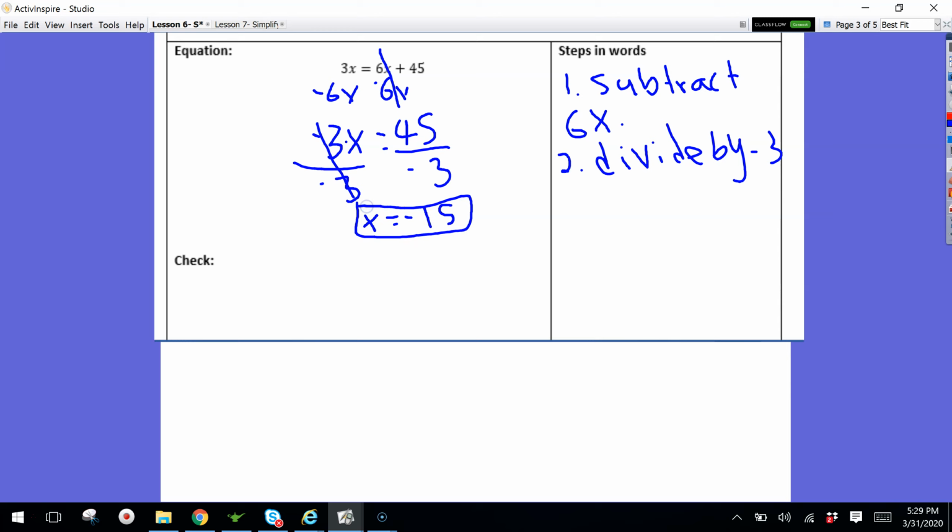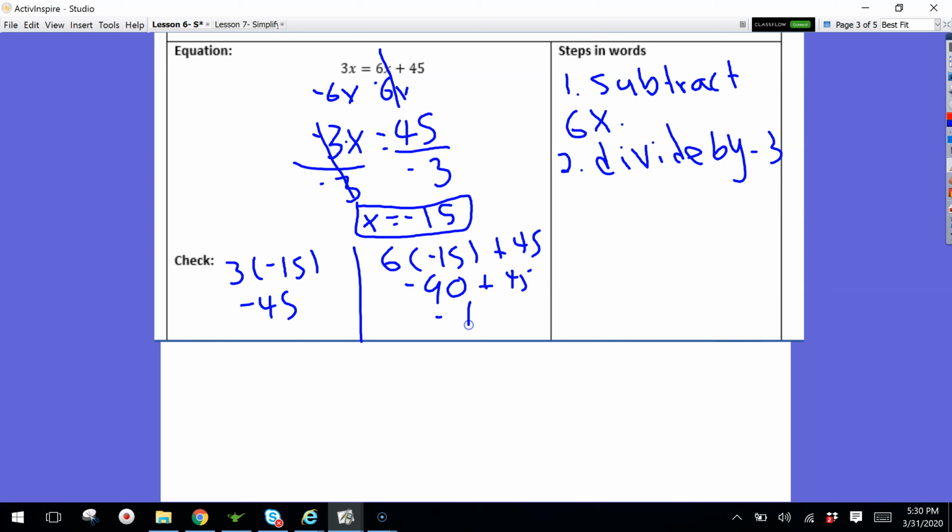How can we check? Let's plug this in. If I plug it into one side, I'm going to get 3 times negative 15, which is negative 45. Now, if I plug it into the other side, I'm going to have 6 times negative 15 plus 45. 6 times negative 15 is negative 90, plus 45 is negative 45. So, does x make this equation true? Does it make this side equal to this side? Yes, it does. Good. So this is the solution to this equation.